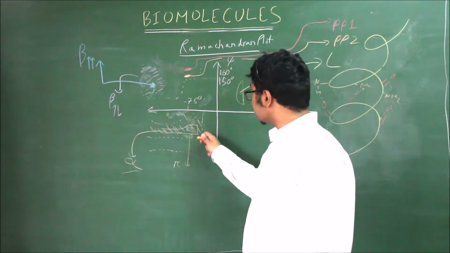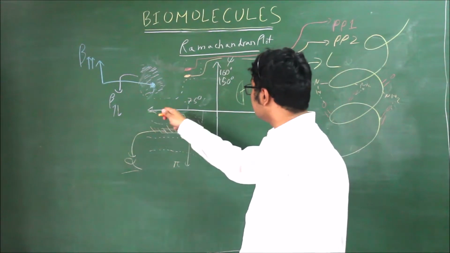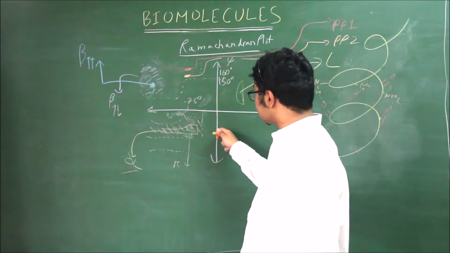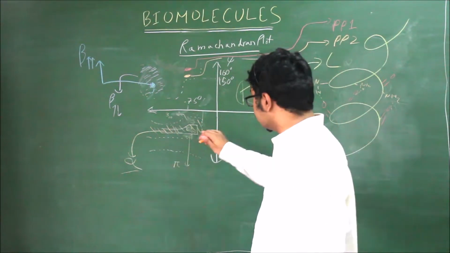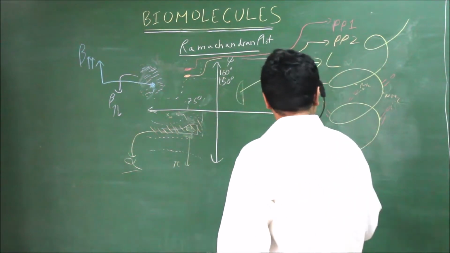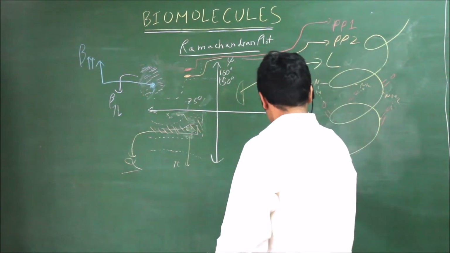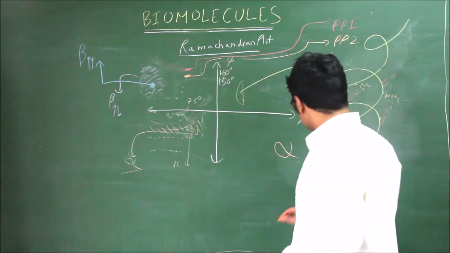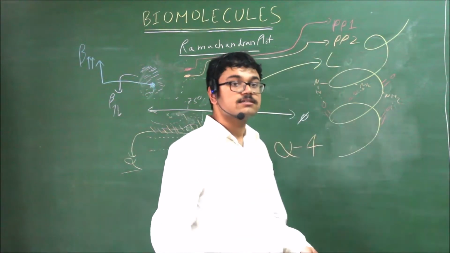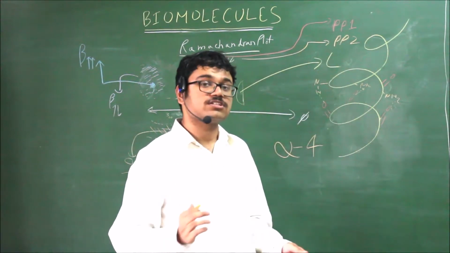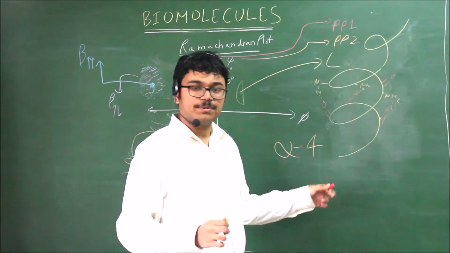Okay, so what it says here is that if you come to around minus 60 degrees along the phi axis and minus 55 degrees along the psi axis, you get to this region, the alpha helical region. In an alpha helix, you have 4 amino acids per turn. That's quite a few. I think that's around 13 atoms per turn.